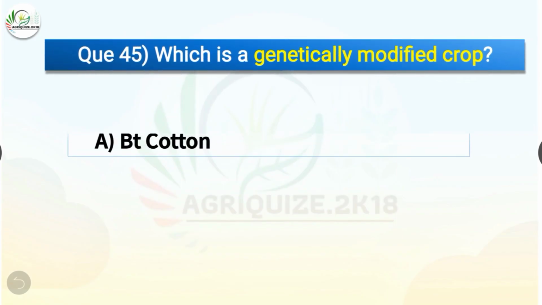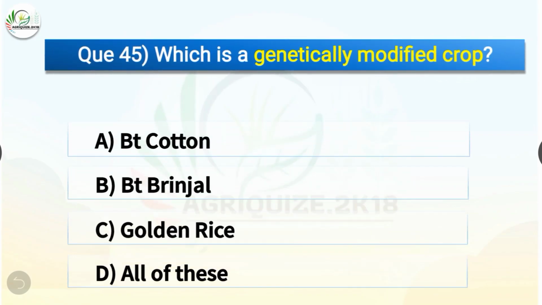Question number 45. Which is a genetically modified crop? The options are BT cotton, BT brinjal, golden rice, or all of these. The correct answer is option D, all of these. So the genetically modified crops are BT cotton, BT brinjal, and golden rice.